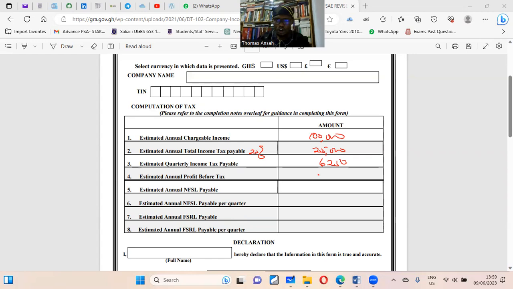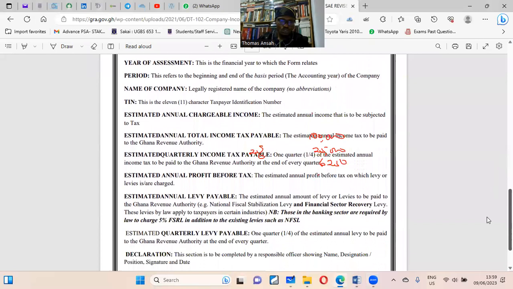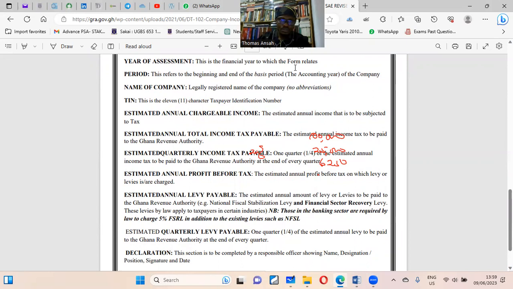So on the form, what you realize is that these names that they've given here, all you need to do is to go down. It explained to you, you see these things? It tells you your estimated annual levy payable. Do you see that? And all these things, financial sector recovery levy. The financial sector recovery levy you put there. If those ones affect your entity, you put those ones there. So that is that. Estimated annual profit before tax, you saw it. So these ones, estimated annual levy payable, the National Financial Stabilization Levy, Financial Sector Recovery Levy, all those things for the year that you have to pay. If it affects you, you put them there.